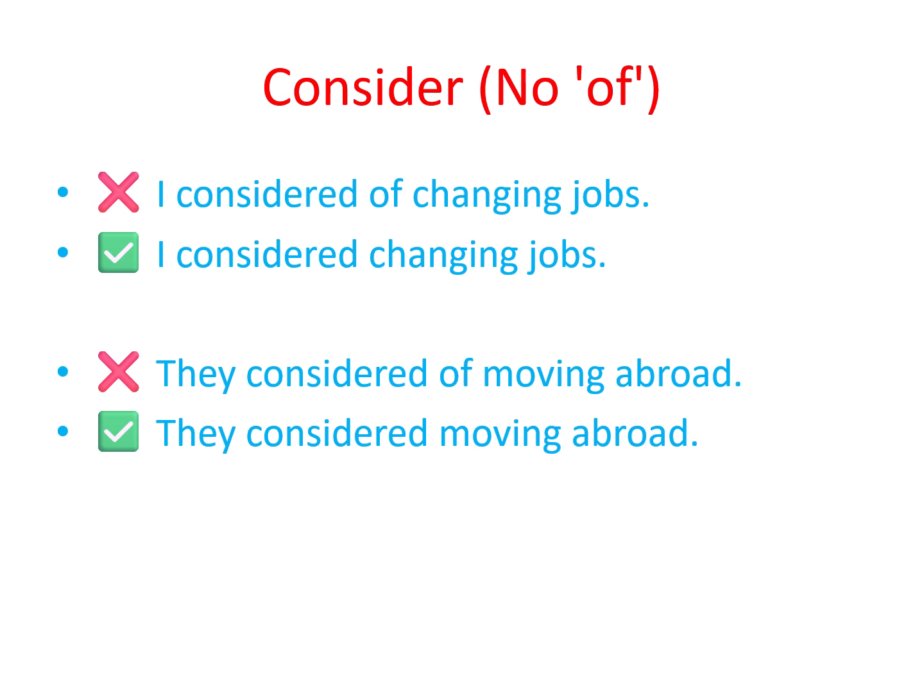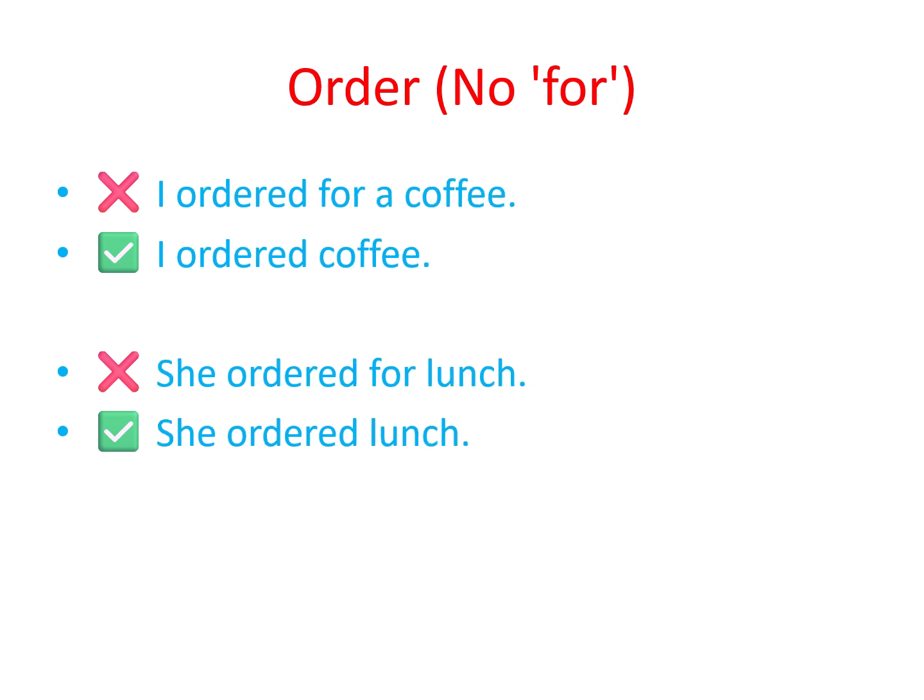Consider is another verb that doesn't take a preposition. Saying consider of is grammatically incorrect. Just say consider doing something. When you use orders to request food or items, don't add for. It's not required and makes the sentence clumsy.